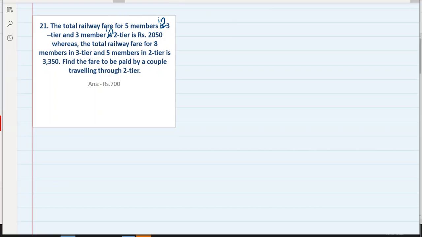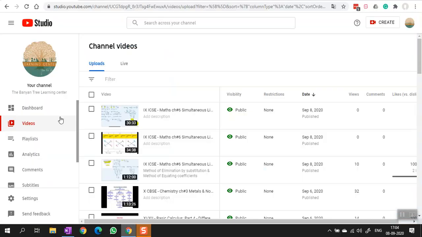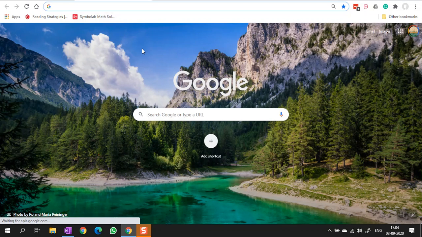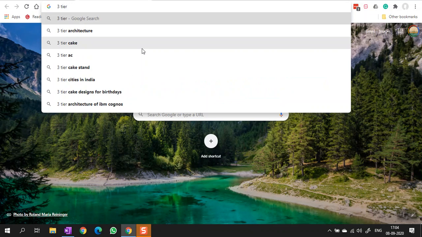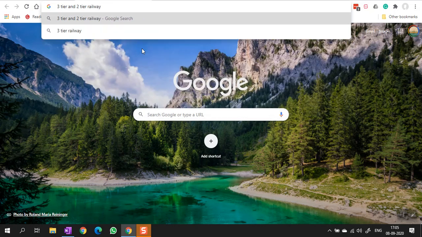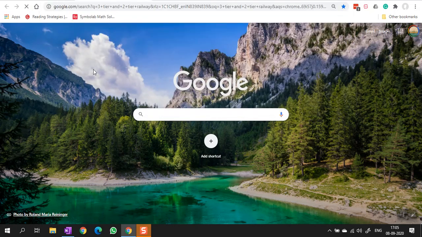If you don't know, I will show you. You might have traveled by train. Last year I asked some student, do you know what is 3 tier, 2 tier? He said, no, I've never traveled by train. And I was like, oh my God, what is happening to this country? So 3 tier and 2 tier railway. Okay, let's check what is 3 tier and 2 tier.